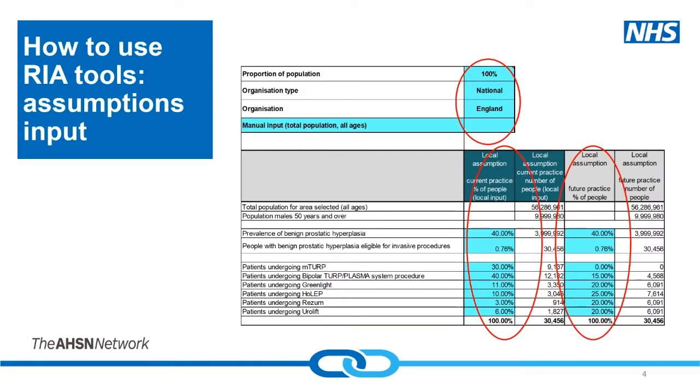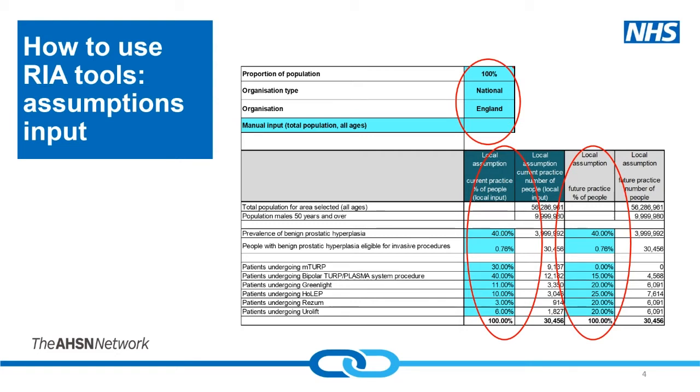OK, so how do we use the resource impact tools? When you open up the templates themselves, you'll see a series of worksheets. I'm just going to focus on 3 of the worksheets that you'll find in all of our resource impact templates. The first one's the assumptions input worksheet. At the top, what you do is select your population. As you can see, the population's defaulted to England, but there are little drop-down boxes where you can select your local population and also manually input any particular population that you prefer.